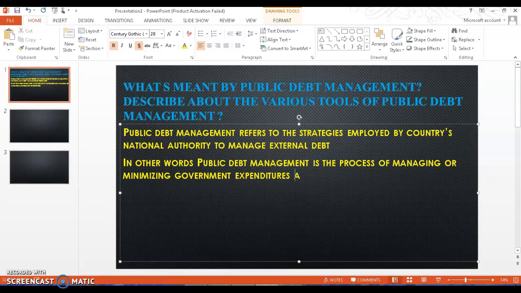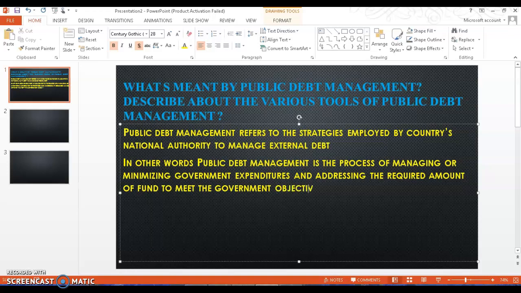Managing government expenditure and addressing the required amount of funds to meet the government objectives. Tools of public debt management.